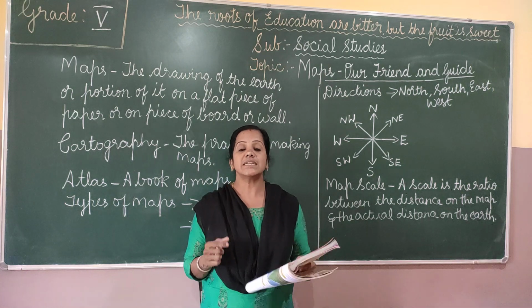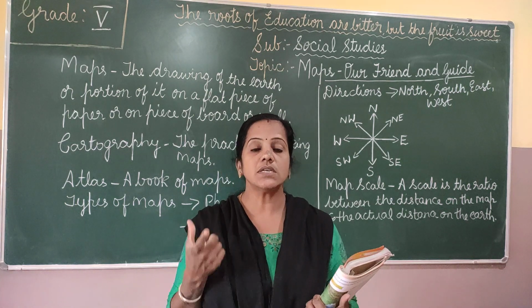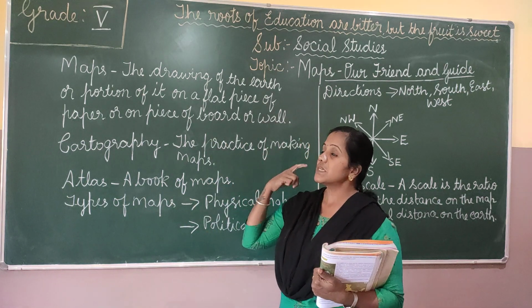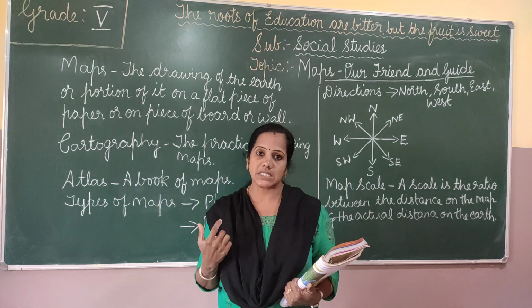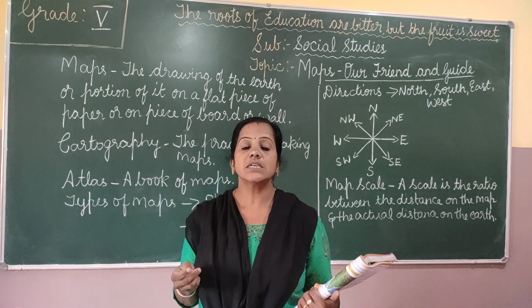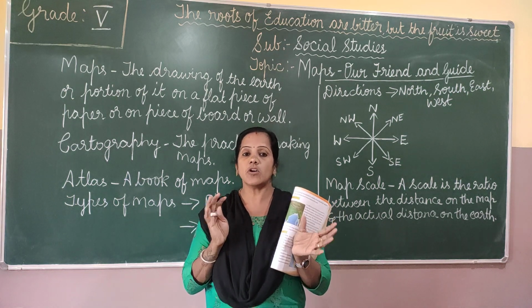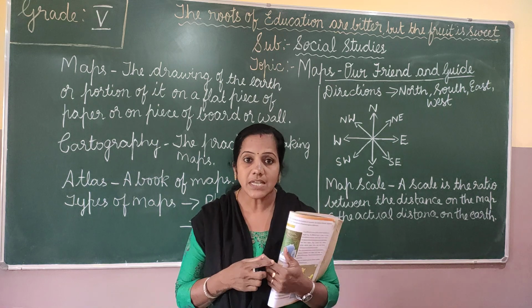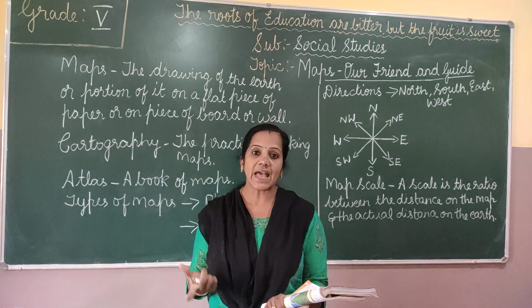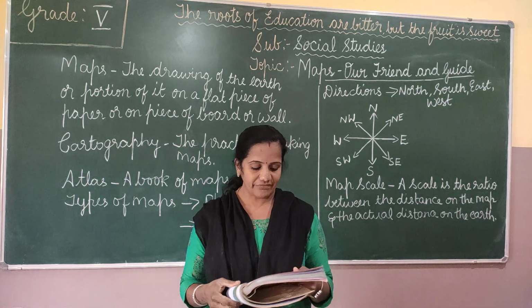A map is the representation of earth's surface. It is a drawing. As I told, what are maps? The drawing of earth's surface or a part of it. Next, a globe is in spherical shape, as it is a model of the earth, whereas maps are on a flat surface. Maps can be drawn on a flat surface.